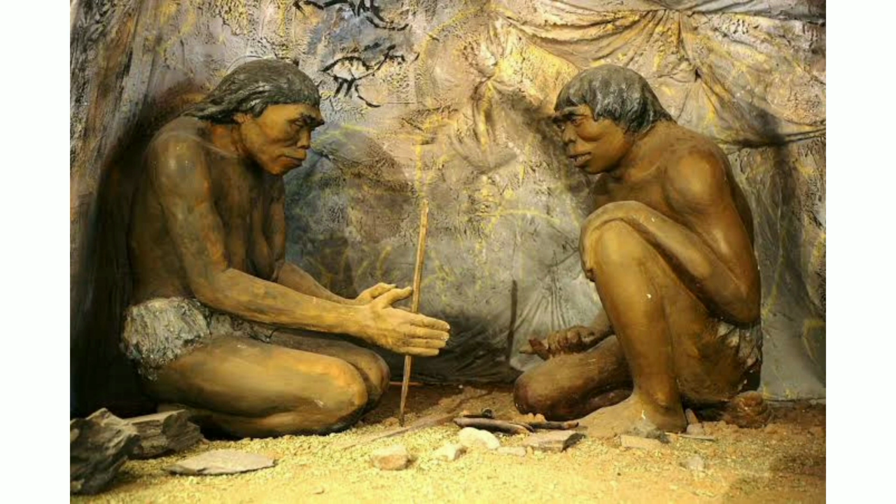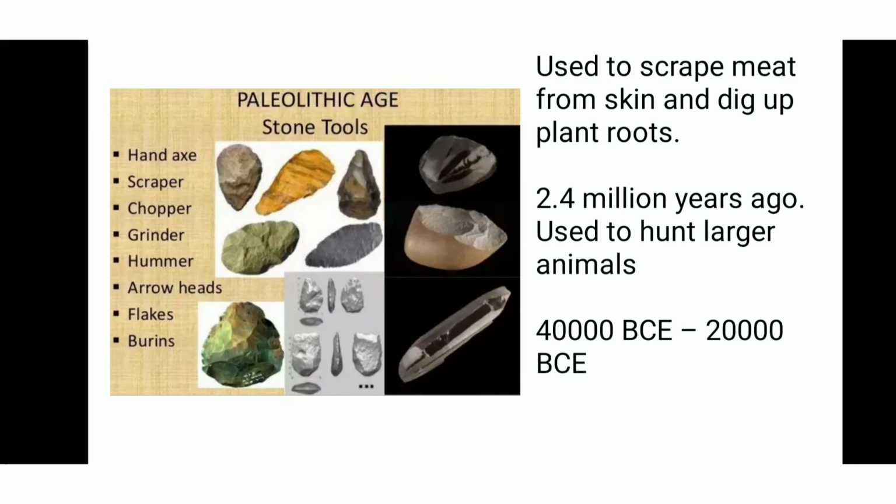Children, now we are going to see different types of stone tools which were developed by prehistoric humans who lived during different Stone Age periods. So these stone tools which I have displayed now belong to Paleolithic Age, which means Old Stone Age. In Paleolithic Age, they developed stone tools like hand axe, scraper, chopper, grinder, hammer, arrowheads, plaques, burins.